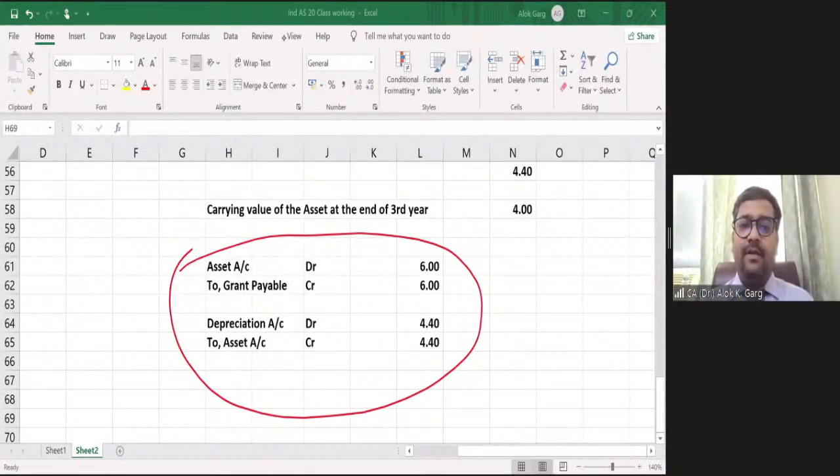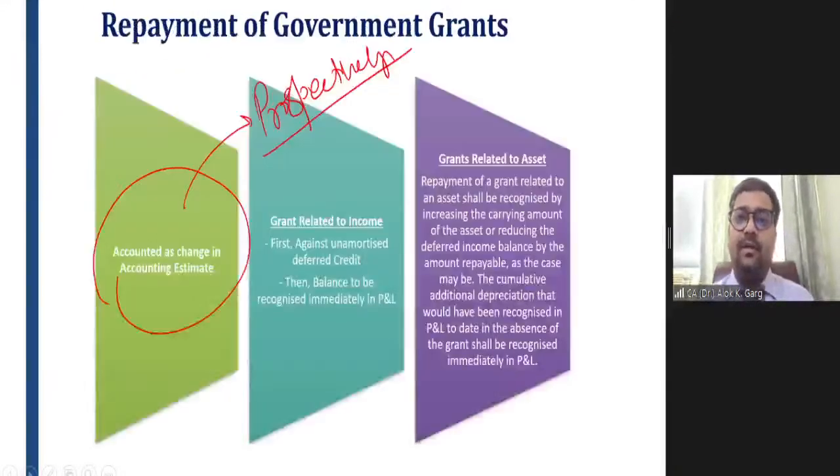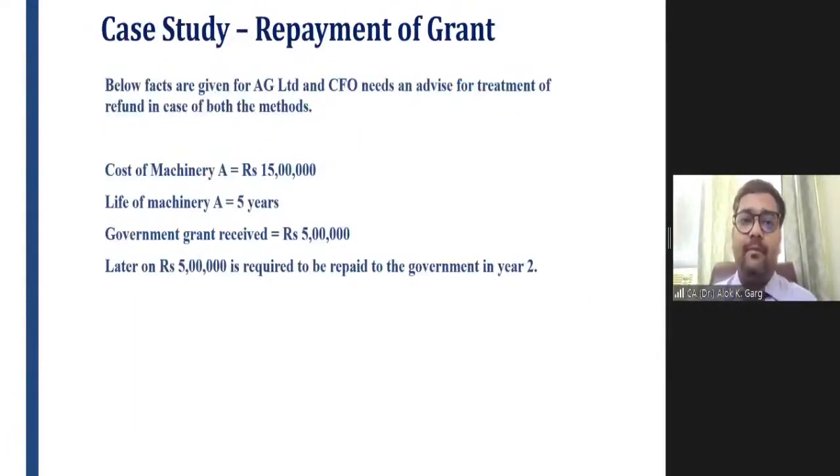So let me quickly discuss the repayment of grant concept I have discussed. In case of an income grant, first you have to set off your unamortized deferred credit, then you have to charge the rest to P&L. Okay. So quickly I'll cover this part also.